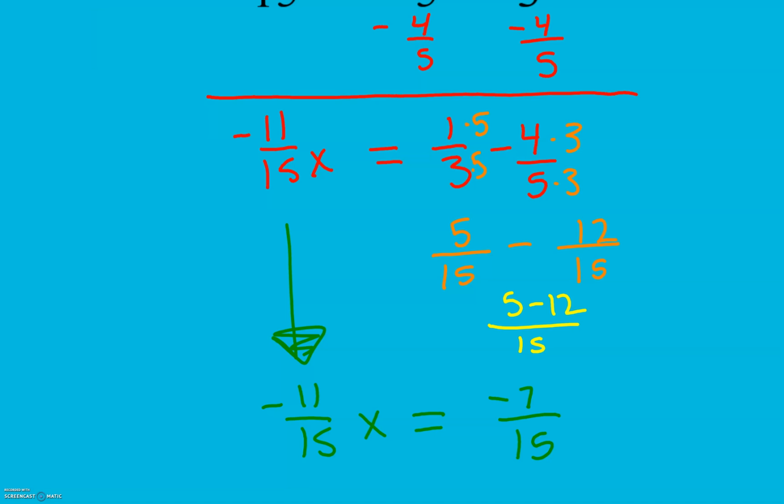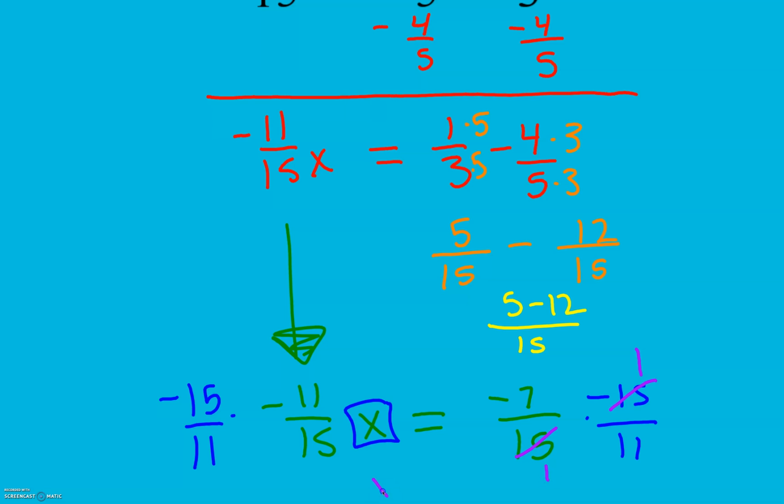Now, x is being multiplied by a fraction, so I get rid of it by multiplying by the reciprocal. 15 goes to the top, 11 to the bottom, and it stays negative. If I change one side, I have to change both. Now I can reduce if possible. 15 goes into 15 once and into 15 once.